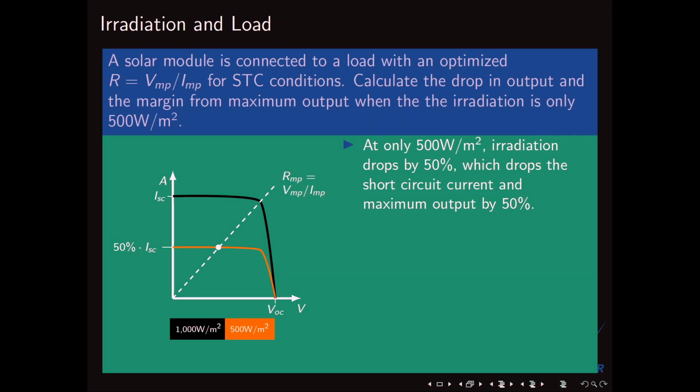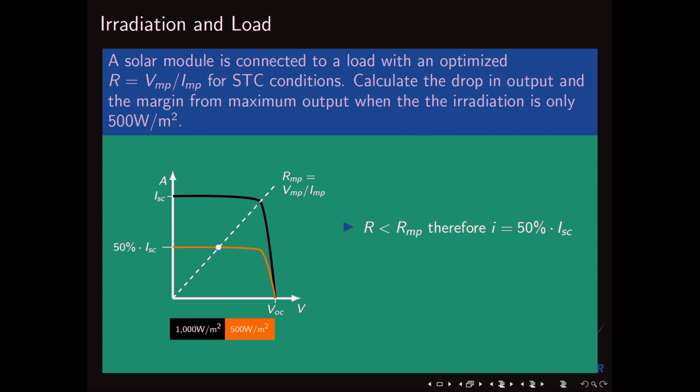So if we are getting half the light intensity, our short circuit current will drop by 50%. First thing we do is sketch the new IV curve. We don't have to worry about voltage at all because we're on the shorted side of the IV curve. So light intensity dropped by 50%, short circuit current dropped by 50%. Again, because the module is acting like it's shorted, the load assumes the entire short circuit current.